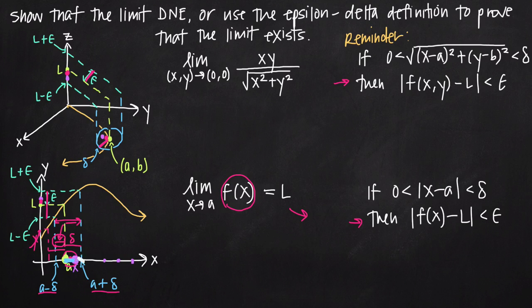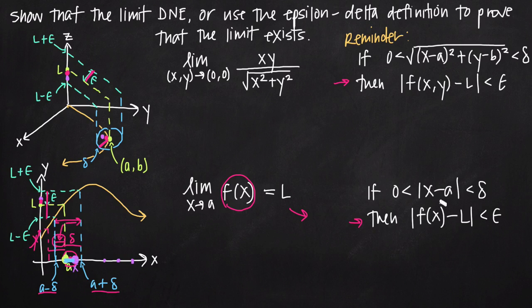As long as that's positive and less than delta, and we know that delta is the distance all the way to the edge of our blue dotted interval here. So as long as that distance is shorter than the distance to the edge, then we know we're in our delta interval, which means we're going to be inside of our epsilon interval.